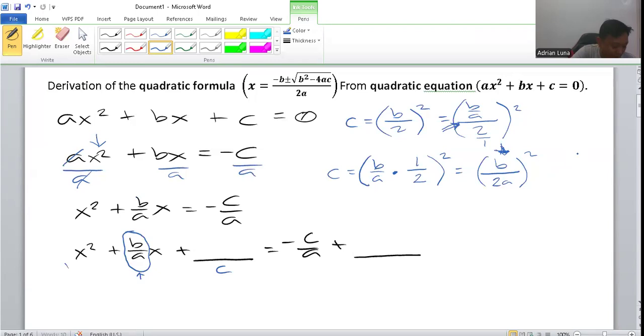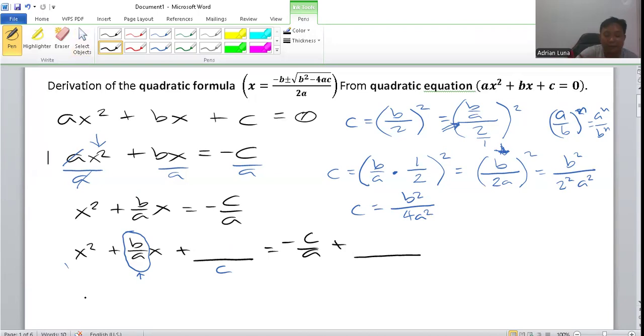Alright, yan yung purpose why we perform completing the square, so that magkaroon tayo ng perfect square trinomial. And by laws of exponents, a over b raised to n is equal to a raised to n over b raised to n. Same with this, b squared all over 2 squared a squared. So the value of c is equals to b squared. Simplify natin si 2 squared and that would be 4a squared. So rewrite natin ang na-obtain natin na perfect square trinomial.